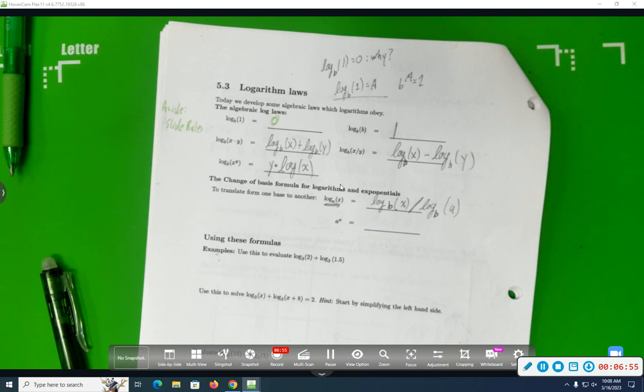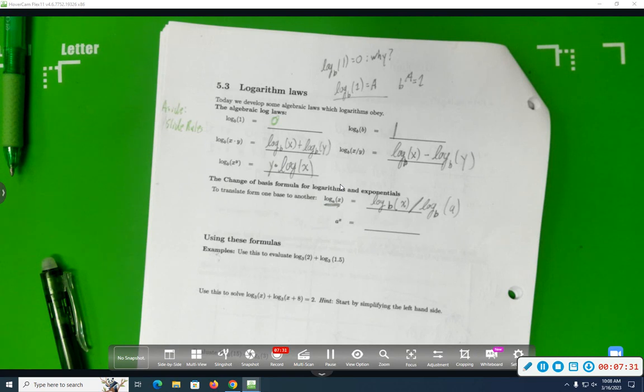And maybe I'll emphasize a few things. This A is the same as that A. This X is the same as that X. And this B can be anything you want, as long as it's a valid base for a logarithm. So it can't be 1, it has to be positive.